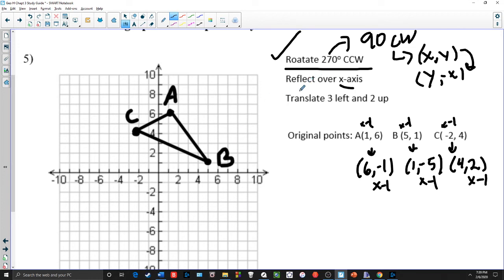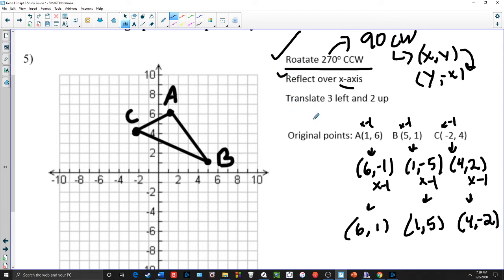So if you're reflecting over the x or y axis, you multiply the opposite coordinate by -1. And then we rewrite our point. So no switching involved with this reflection here. So (6, -1), (1, -5), and (4, 2). So that one's done. And the last one is translate 3 left and 2 up.